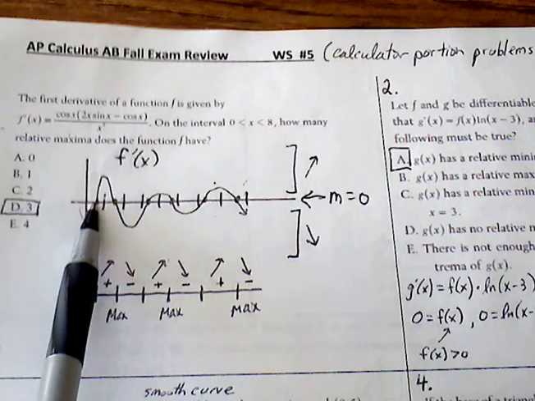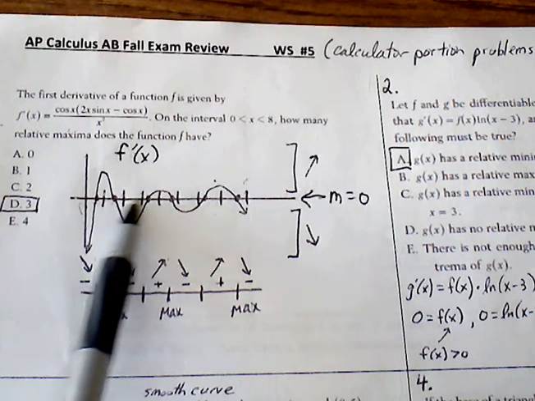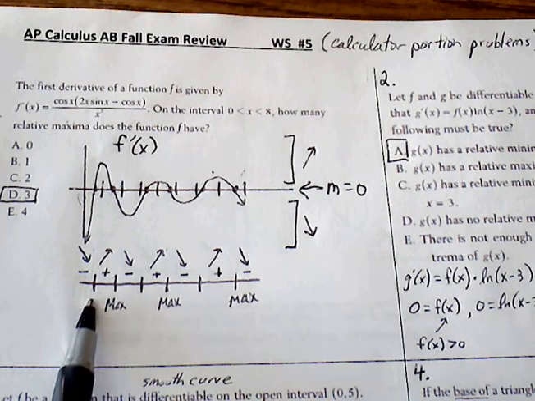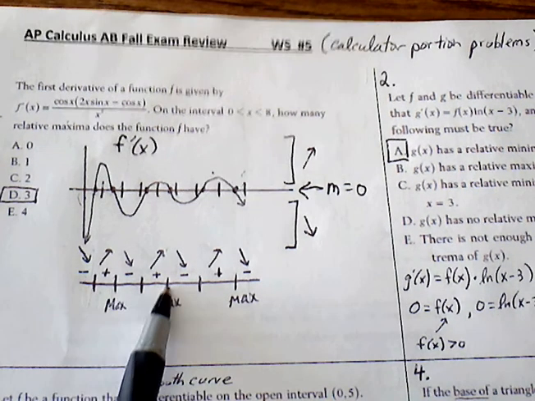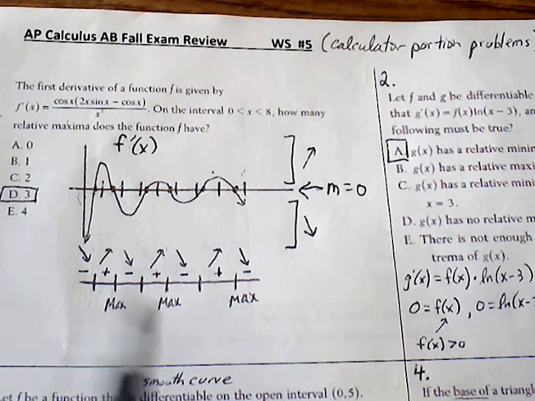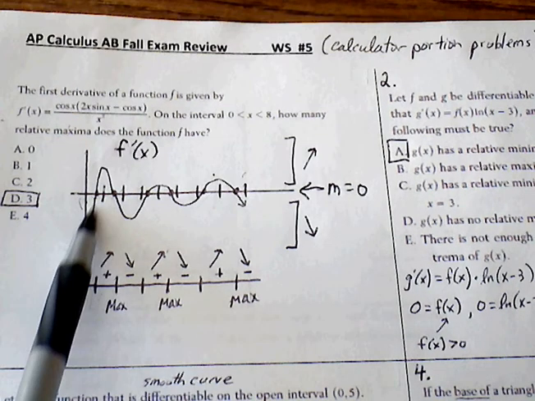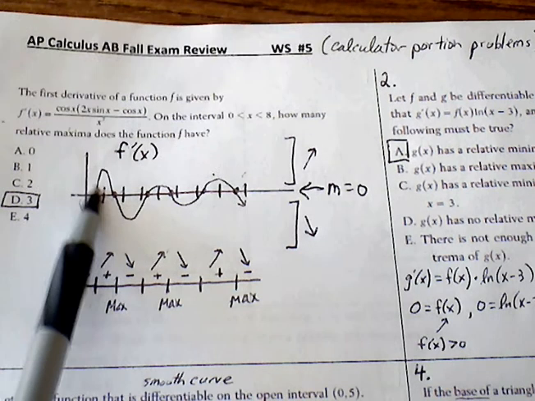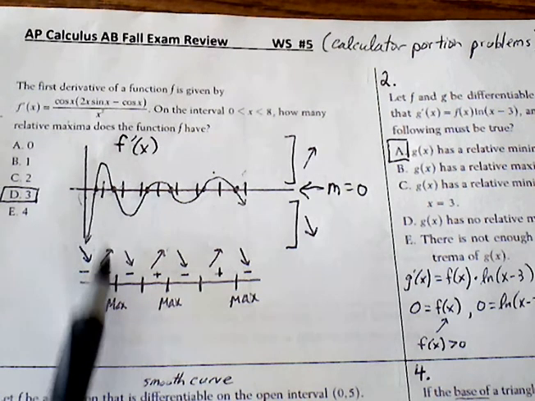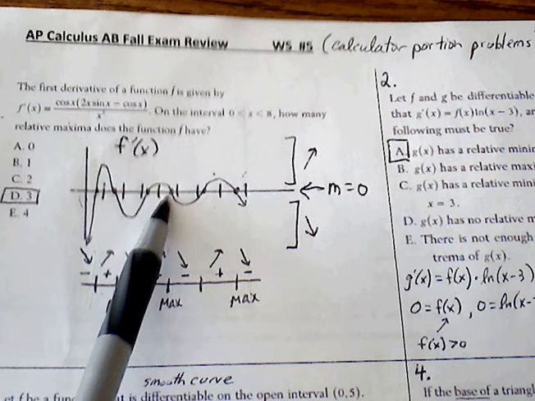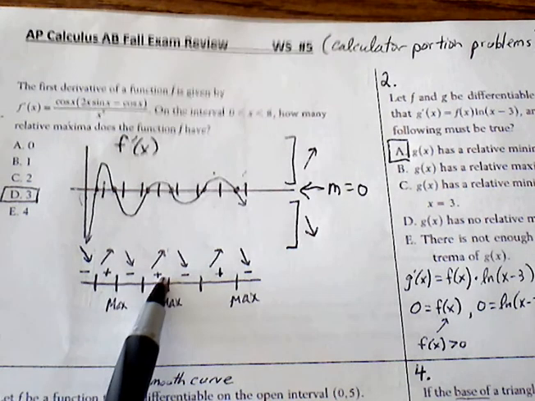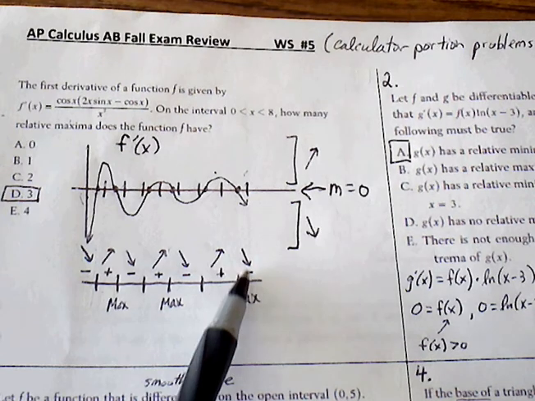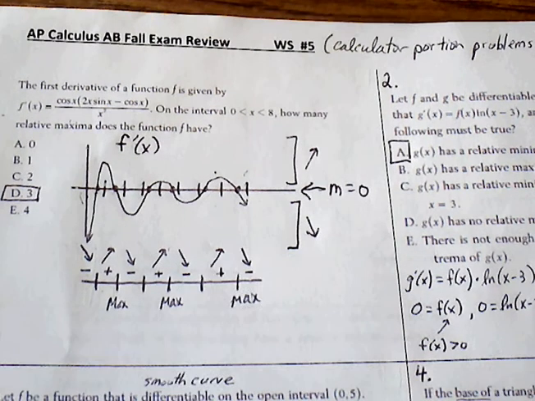So in your graph, we see that we have 1, 2, 3, 4, 5, 6 critical points. So I just put those points down here. In this first region, we see that it will be below the x-axis. We know the graph will be decreasing. Above the x-axis, increasing slope. Below, decreasing. And it just keeps going back and forth until we reach our last interval before 8.